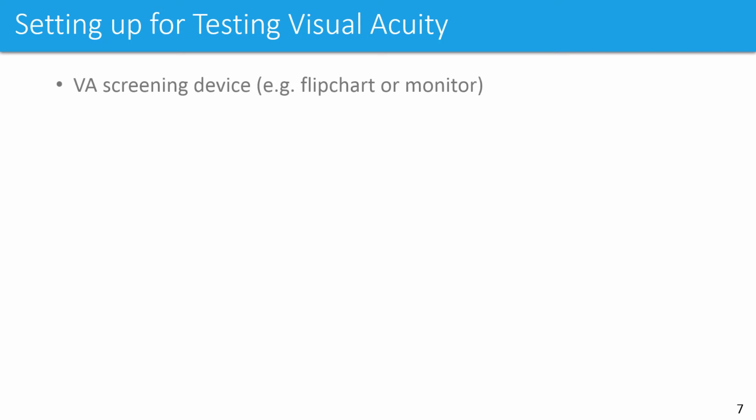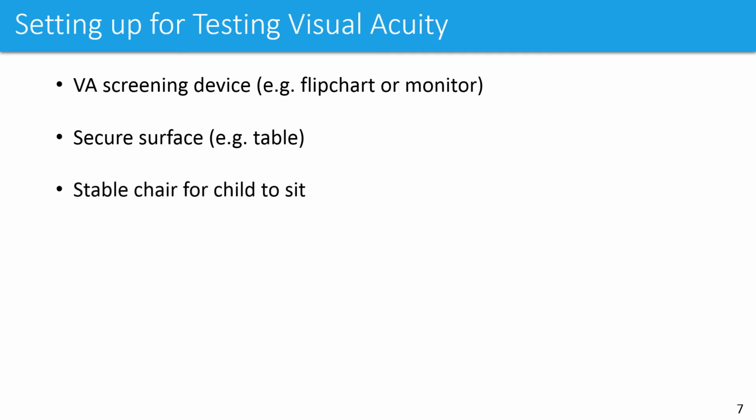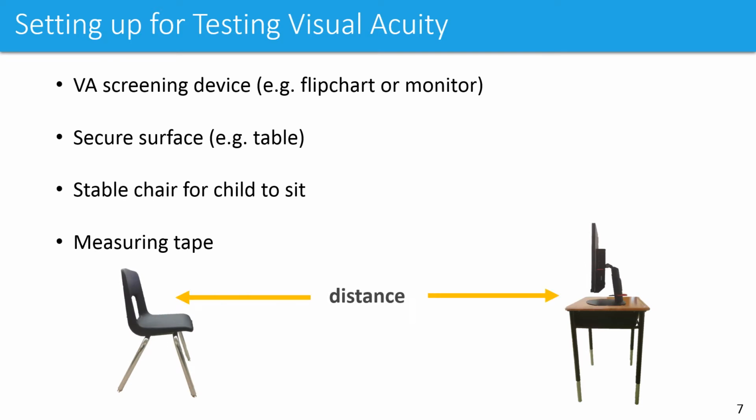When setting up for testing visual acuity, you will need a few items: a visual acuity screening device, such as a flip chart or a monitor, a secure surface for your visual acuity device, such as a table, a stable chair, and a measuring tape to measure the distance from the visual acuity device to the chair.